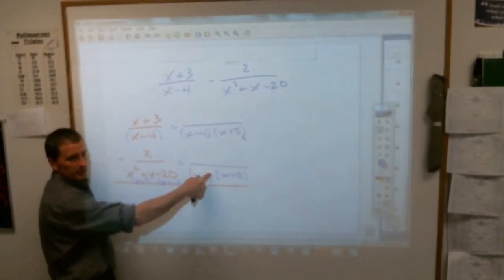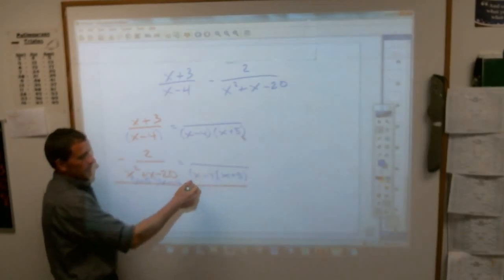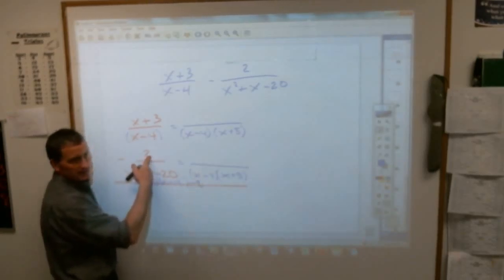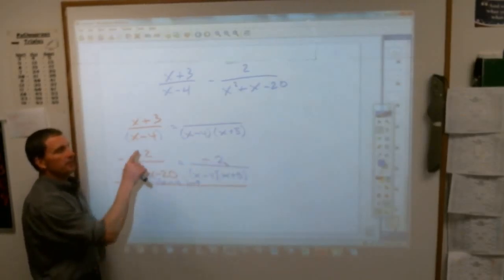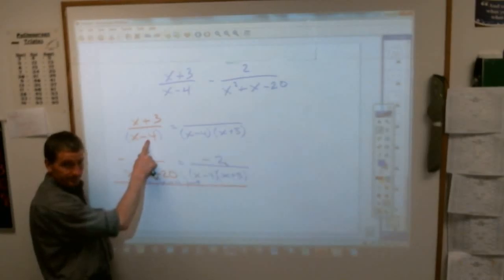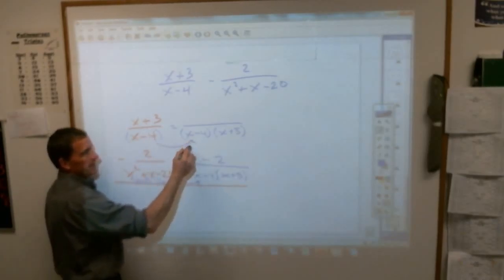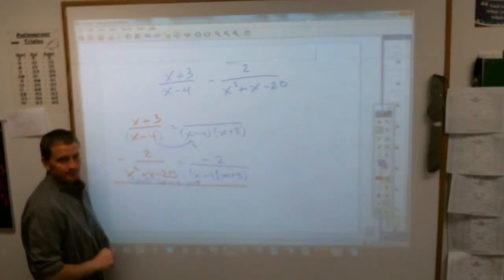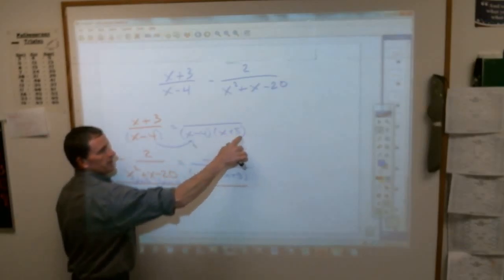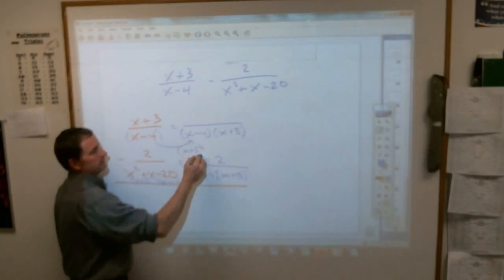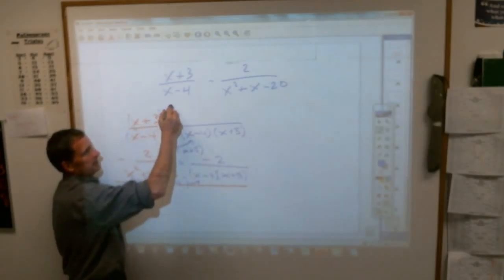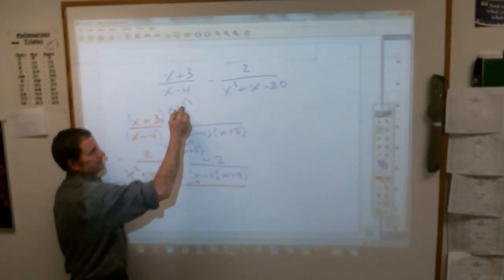What goes on top up here? These are already the same, right? So the top stays the same, which is a negative 2, because nothing changes, it's the same fraction. But this one, ladies and gentlemen, to go from this to this, I need to multiply by what? This whole thing is missing, right? You need to multiply by x plus 5. So I need to multiply this times an x plus 5.